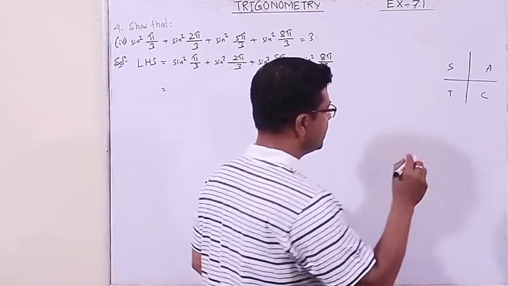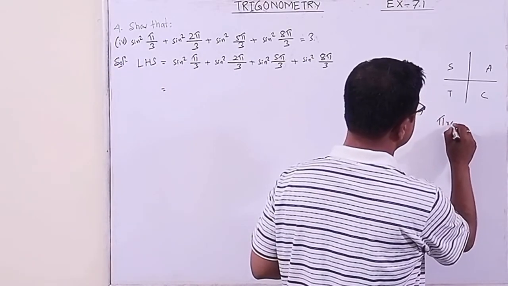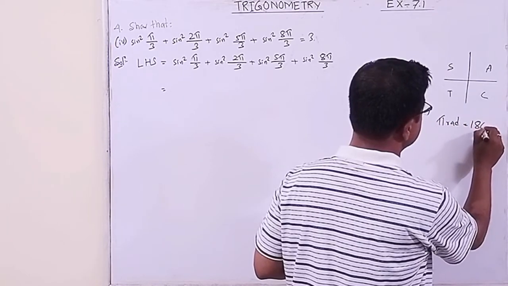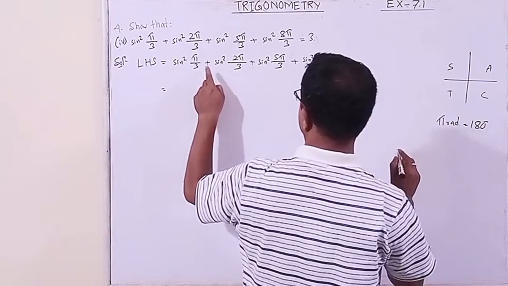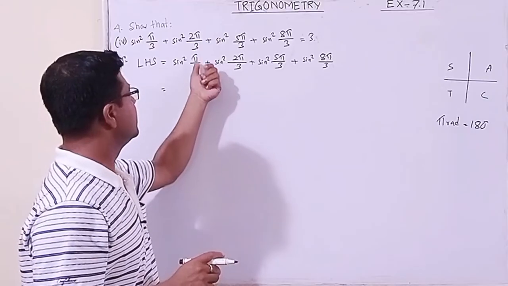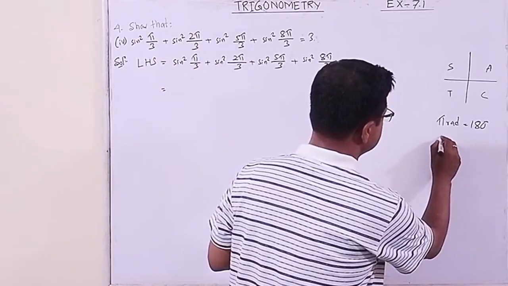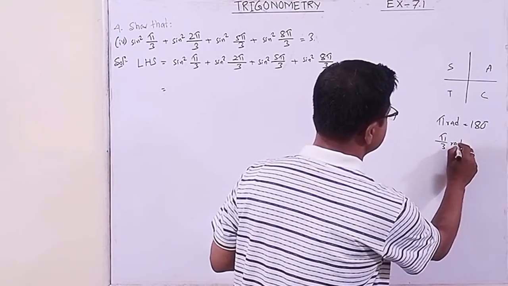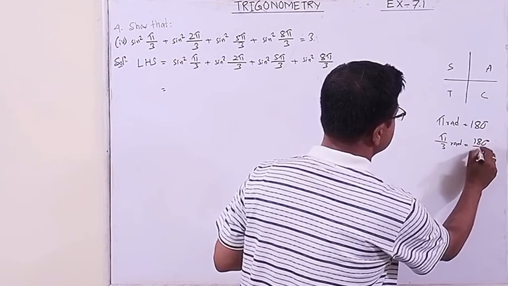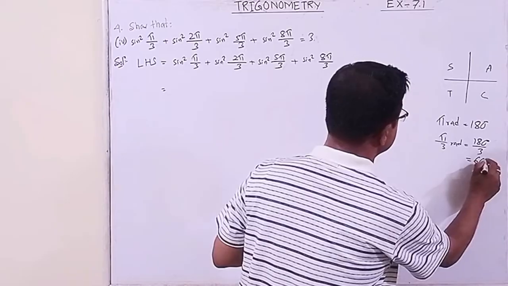Okay, first of all, pi radian means 180 degree. So what is pi by 3? In each case there is pi by 3. You can see pi by 3, pi by 3, pi by 3. Here also pi by 3. So what is pi by 3? Means here we have to divide it by 3. So here also let us divide. 180 by 3 is 60 degree.